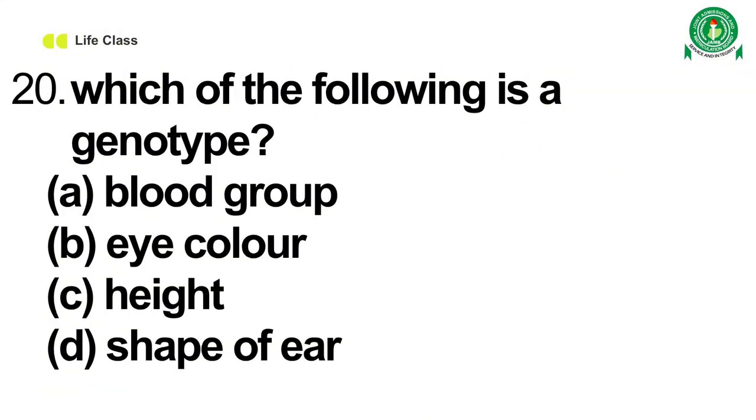Which of the following is a genotype? So the basic difference between a genotype and a phenotype is that the genotype, you can't see it, but the phenotype, you can actually see it. So looking at the options, option A says blood group, you can't see the blood group. But option B says eye color. You can see the eye color, you can see the height, which is option C. You can also see the shape of the ear, which is option D. So the correct answer here is blood group, since you can't see it, so it's a genotype.